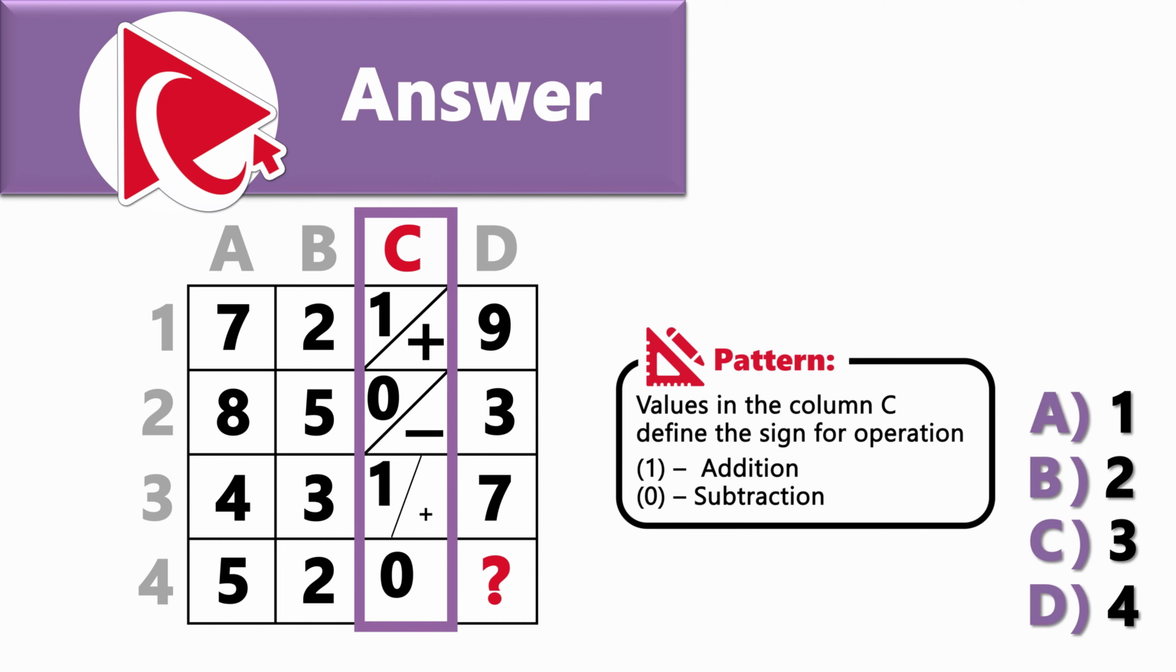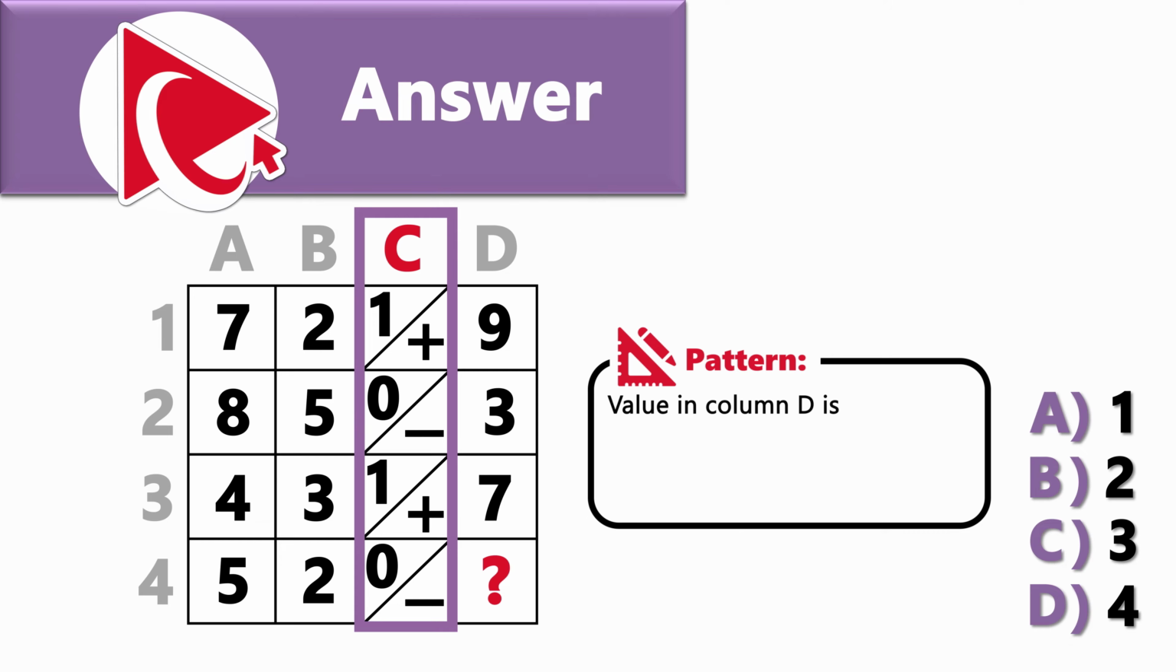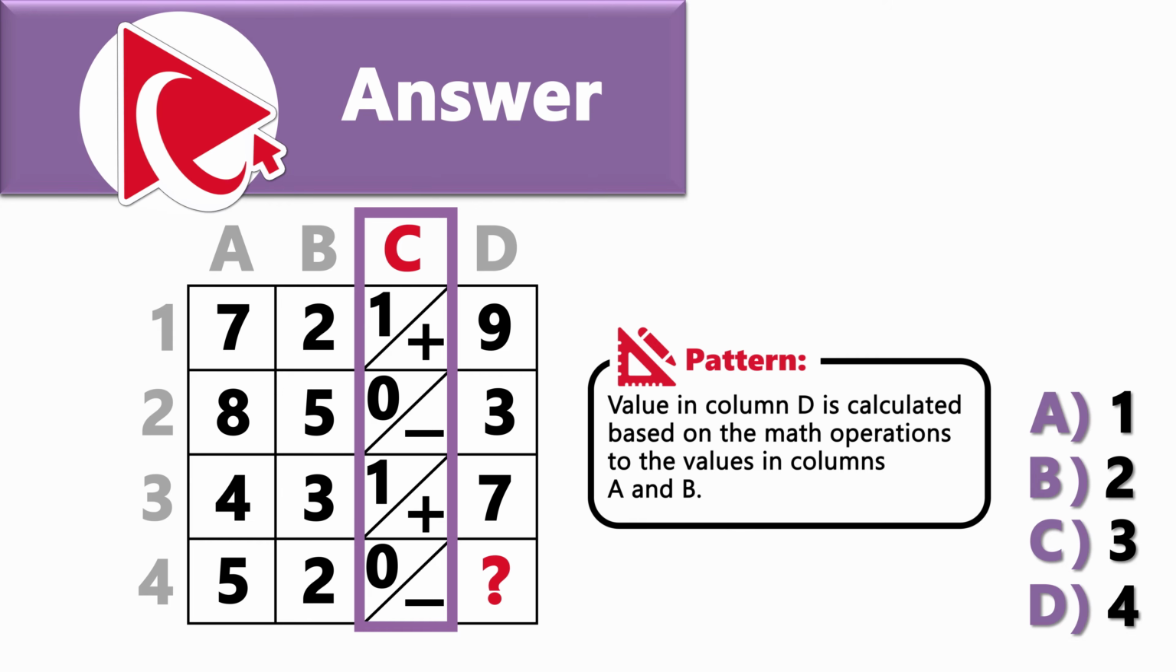Once you know this rule, you can calculate the value in column D based on the math operations applied to the values in columns A and B. Let's look at the example. To make it easy, let's substitute the numbers in column C with the math operations. The operation for row 1 would be plus, which is addition. For row 2 it would be the sign of minus, which is subtraction. For row 3 plus again, and for row 4 minus.